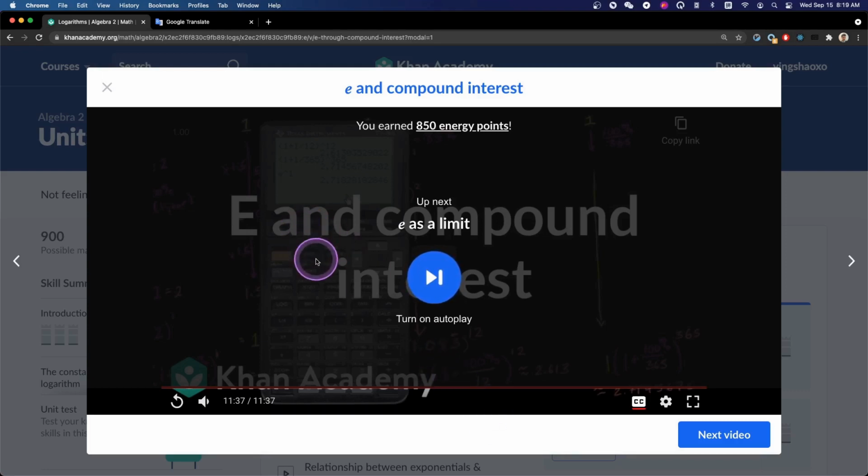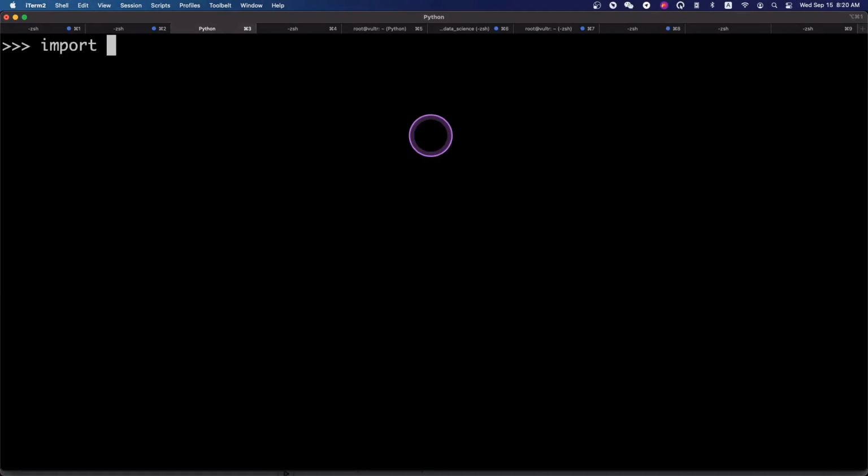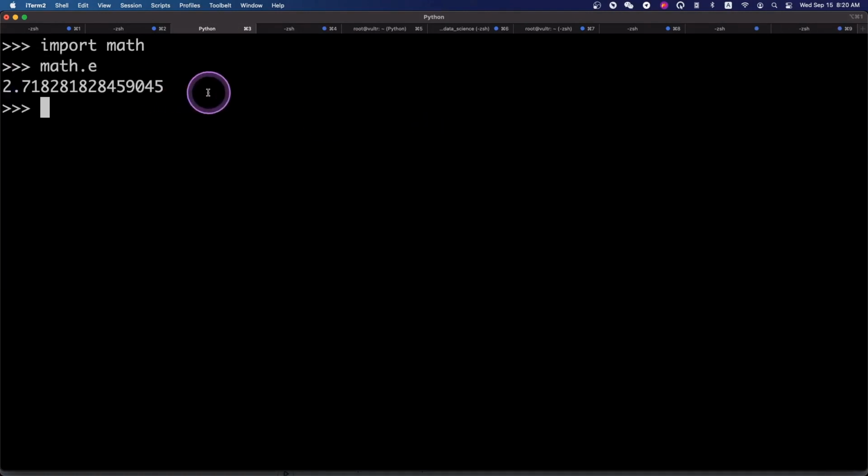So let me tell you, the E is just a constant value. It has a bunch of numbers for it, but each number inside of the E is fixed. You cannot change it. For example, now I could import the math module, and from the math module, we probably got the E variable out there. Here it is, the E, the constant E value.